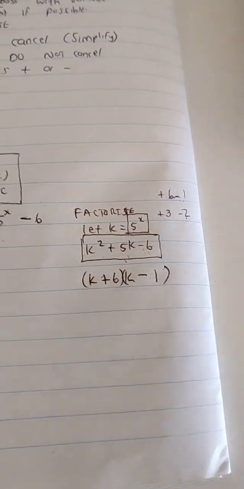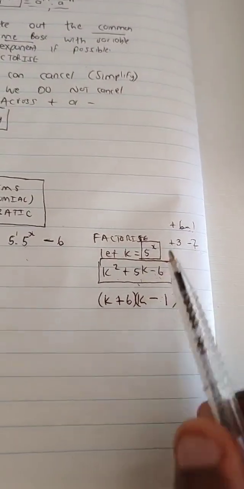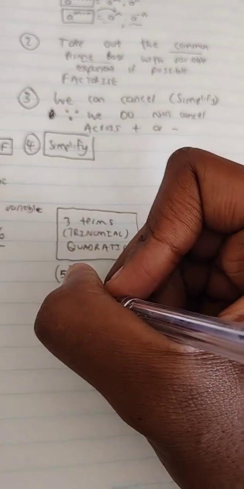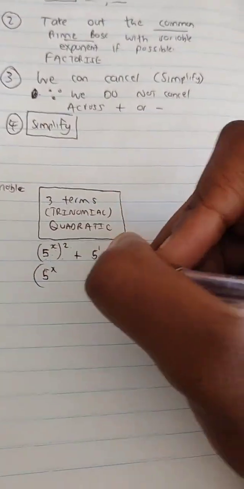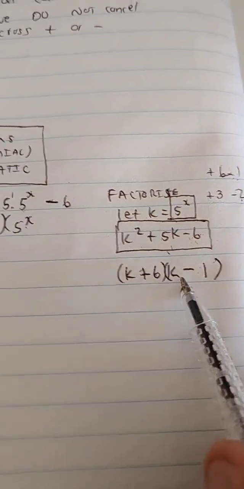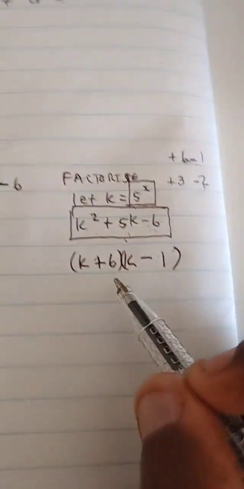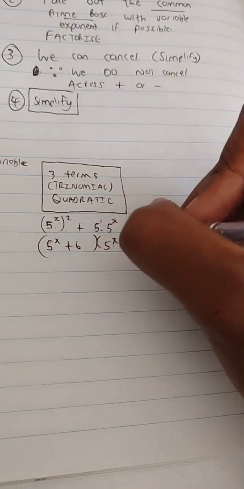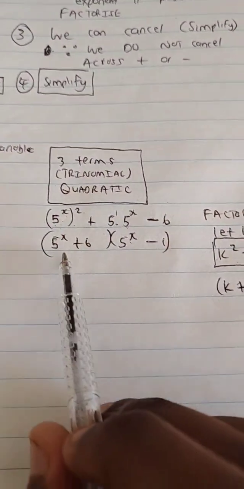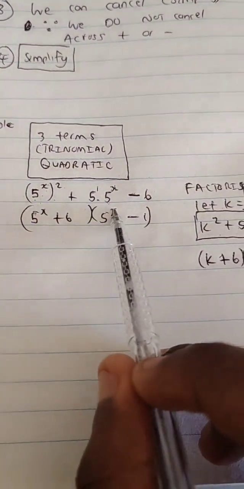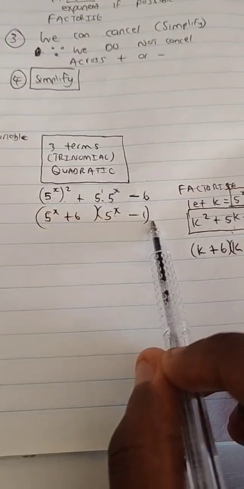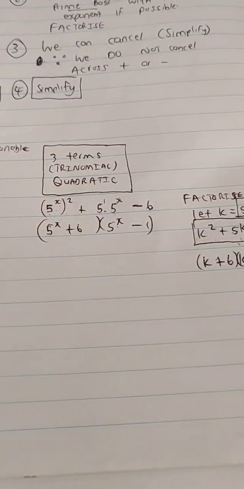So what are we saying in essence? We are saying that the numerator here can actually be written as, remember k is 5 to the power x, 5 to the power x plus 6 minus 1. When we factorize this, it's actually 5 to the power x plus 6 into 5 to the power x minus 1. That's what this here can be written as factorized.